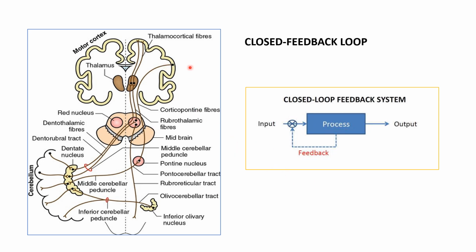So here the input is coming from the corticospinal tract. The motor output can be modulated by the influence of the cerebellum here, so that output can also be modulated.